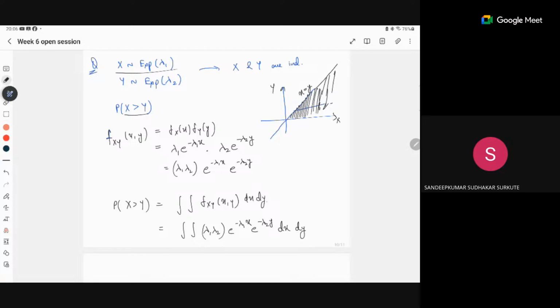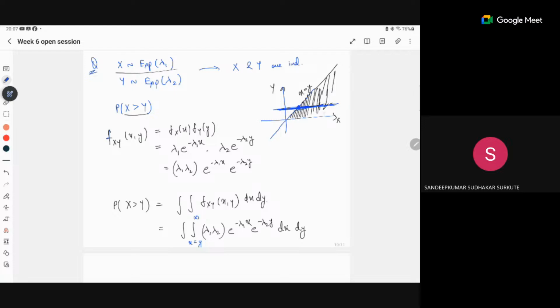We will draw a horizontal strip parallel to x axis, right? And from here I can see that my x is varying from this point, and this point is what? This point is x is equal to y, and it will go till infinity. So my x would vary from y to infinity.